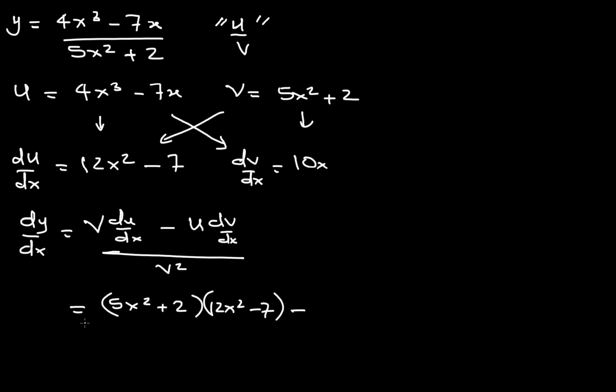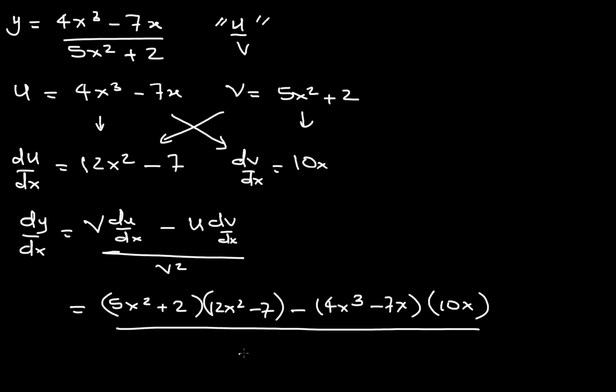And minus, like that. We are going to have u, which is 4x^3 minus 7x. And what about dv dx? dv dx is going to be 10x. Then we're going to divide with v squared. V squared is 5x squared plus 2, all squared. Right. So now what happens here?